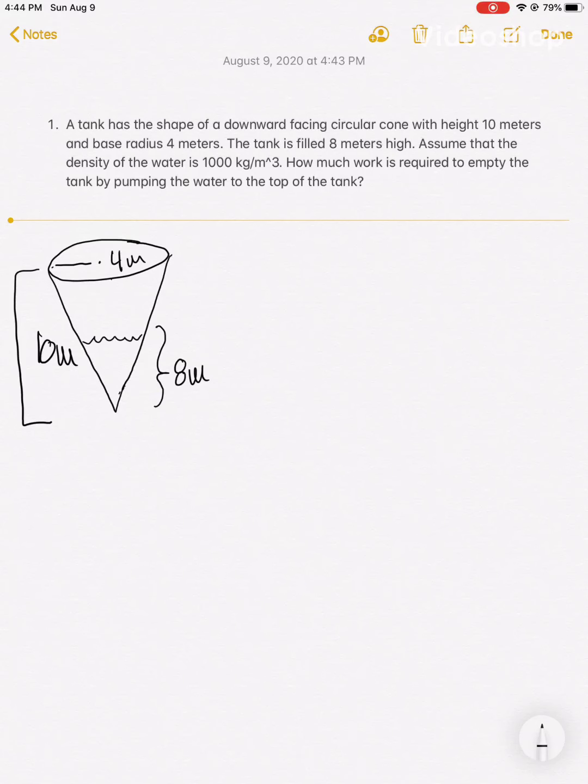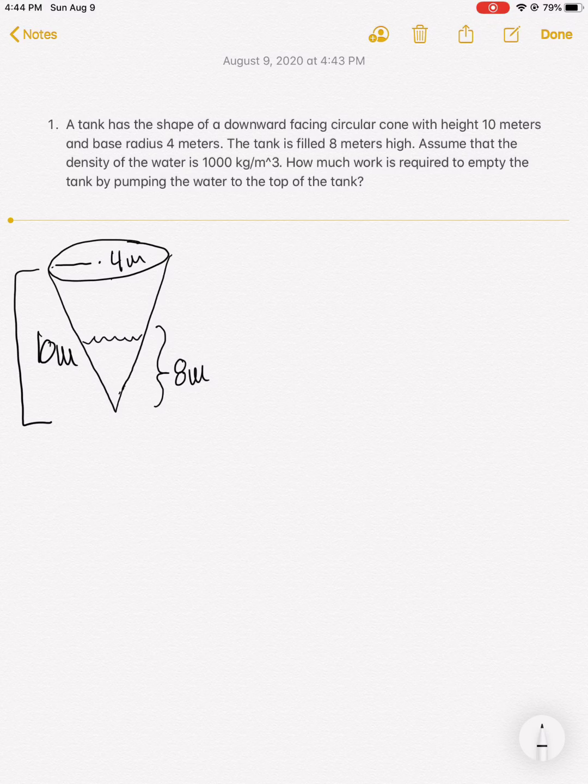Okay, so this is Math 133, question 5.4. So the first question is, a tank has the shape of a downward-facing circular cone with a height of 10 meters and a base radius of 4 meters. The tank is filled 8 meters high, so assume that the density of the water is 1,000 kilograms per meter cubed. How much work is required to empty the tank by pumping the water to the top of the tank?